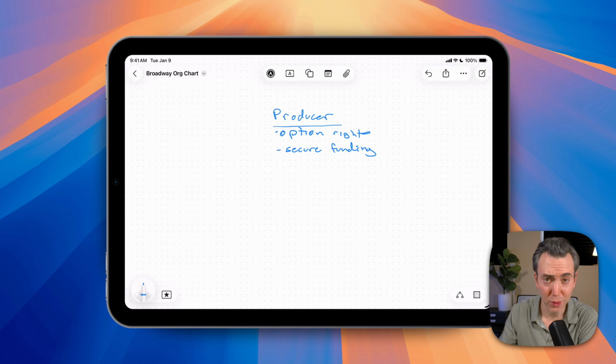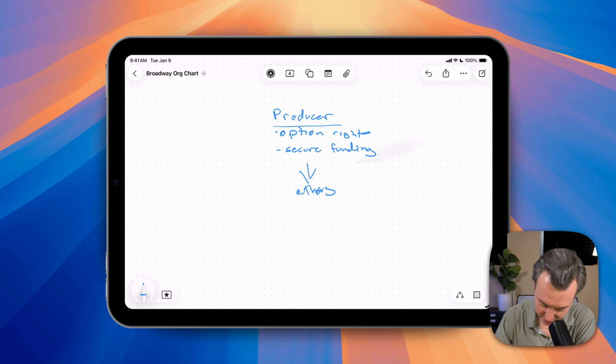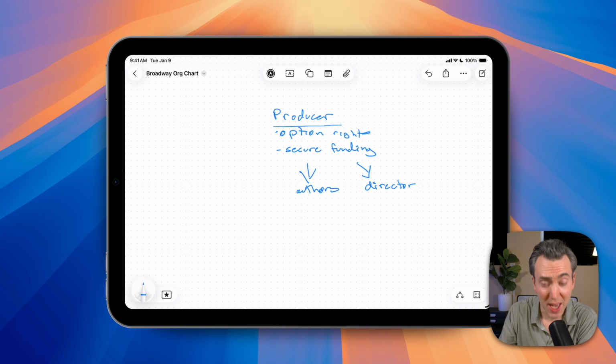Let's talk about who reports into the CEO on a Broadway show. So most obviously, we have our author group, who are responsible for writing the show. You then have your director, who is responsible for the creative vision of the show.